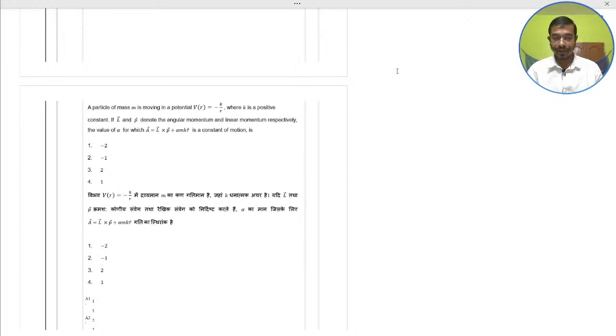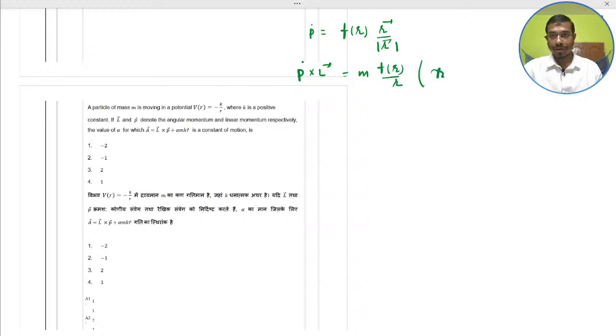A is given, and p dot would be what? That is f(r) r cap, where r cap means r vector by mod of r. So find p dot L cross first. P dot L cross is m f(r) by r, r cross r dot.